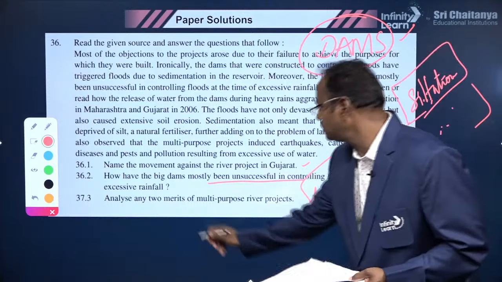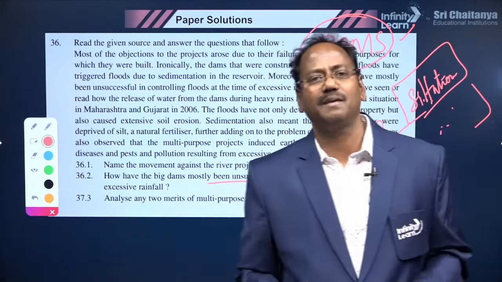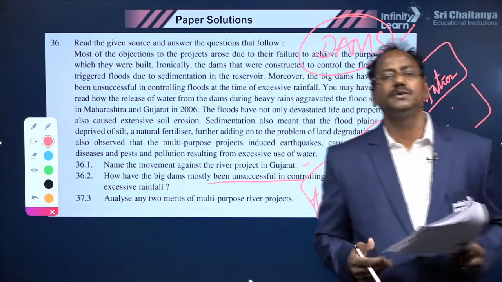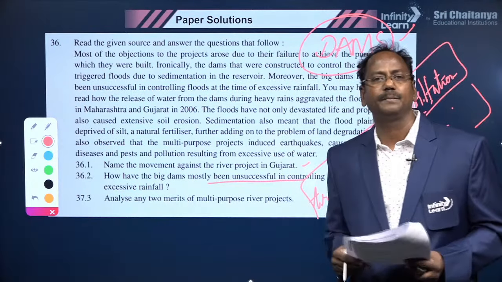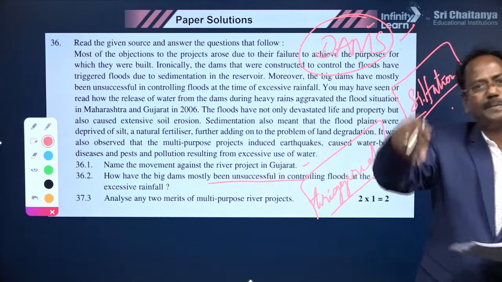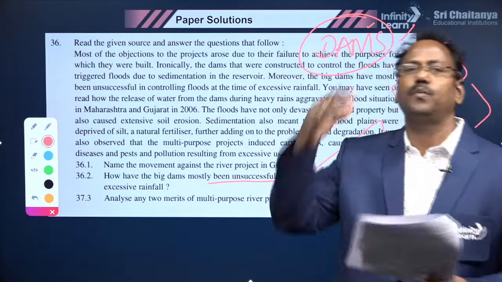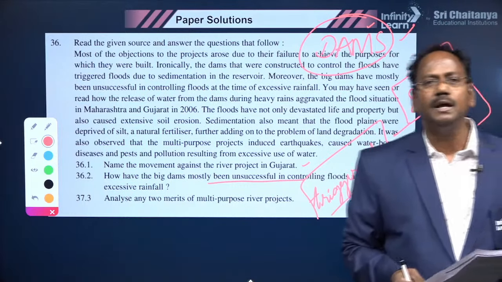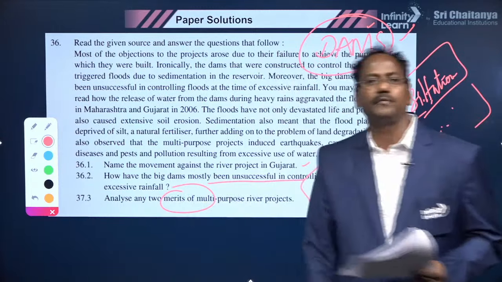Then the third question is to analyze any two merits of multi-purpose river projects. You can write all the merits, not just two; you know very well. Dams have been constructed for the development of irrigation, storage of huge water which is in turn used for irrigation facilities, and extensive production of hydel energy. We have constructed hydro energy projects along with every dam. That is why they are multi-purpose dams. Hydroelectricity generation, control of floods, water for industry, irrigation and agriculture, and water for domestic and city urbanization needs.